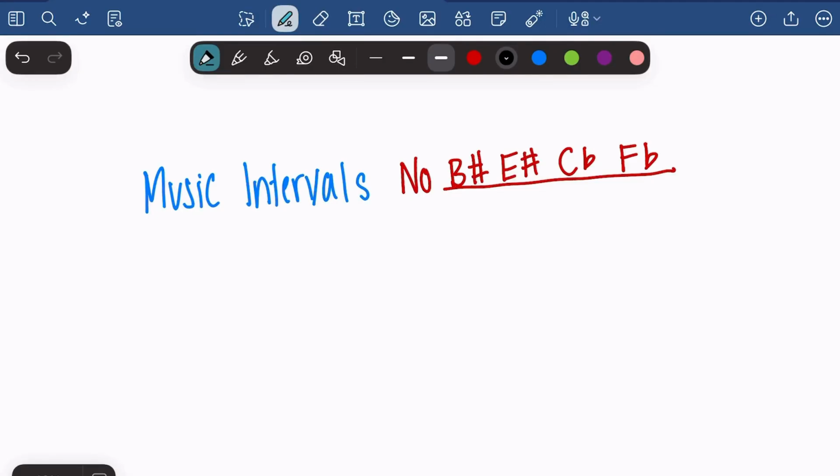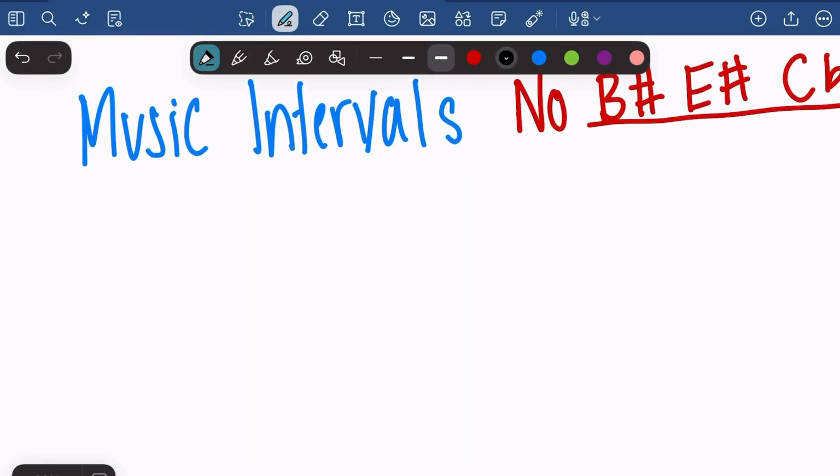Hello, today I'll be going over music intervals and how to find the interval between two notes. So for definition, an interval is the distance between two notes. To begin with, we need to understand that music spans through 7 letters, A through G.